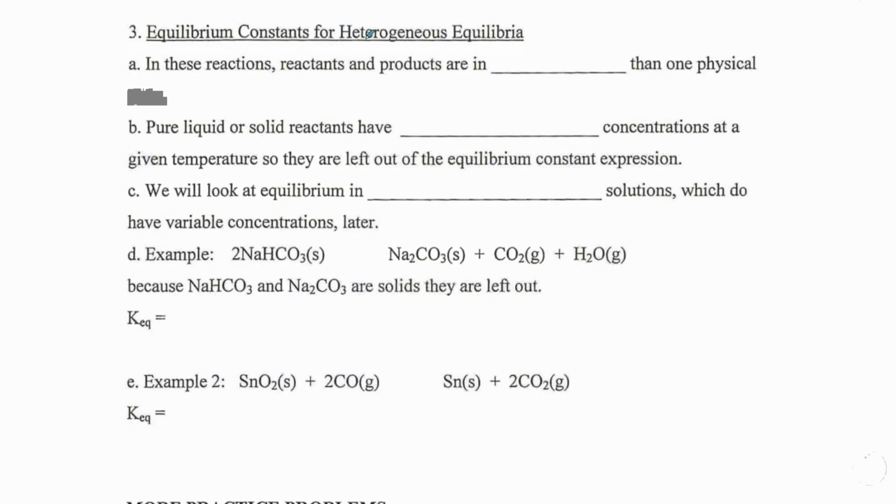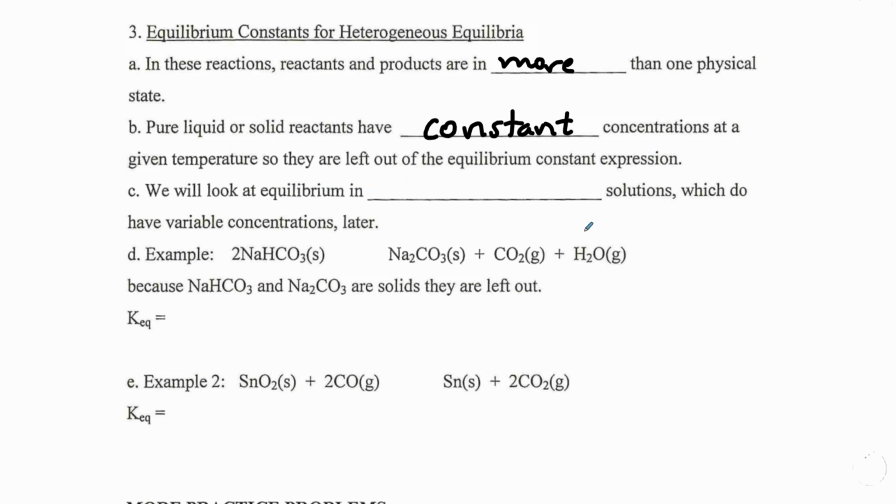Okay, so what about heterogeneous equilibria? All that means is the reactants and the products are in more than one physical state. They could be solid, liquid, or gas. Because we're talking about concentrations here, the only state of matter we're going to be able to deal with the concentration of is the gas state. Pure liquid or solid reactants or products have constant concentrations at a given temperature. So we don't even include them in the expression, because their concentrations are constant.